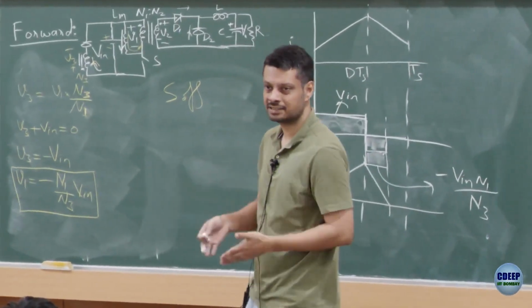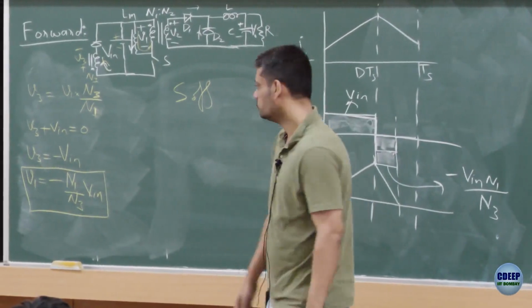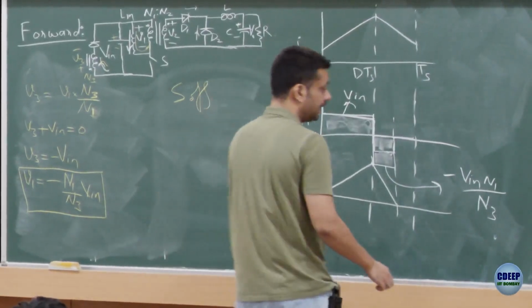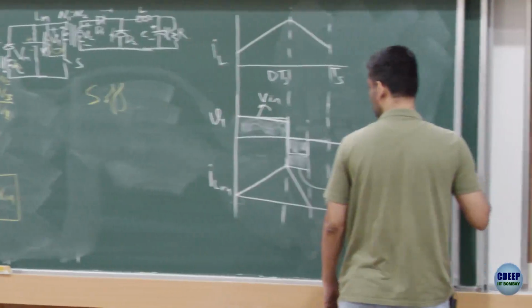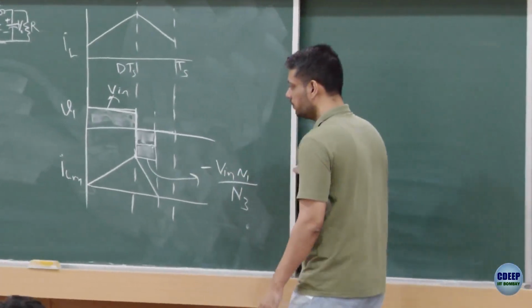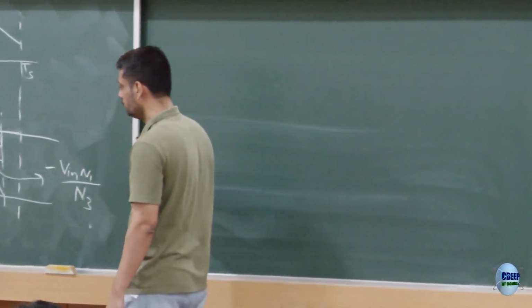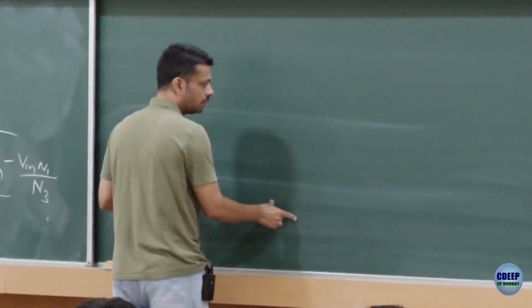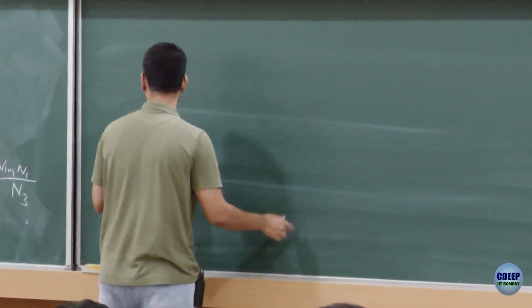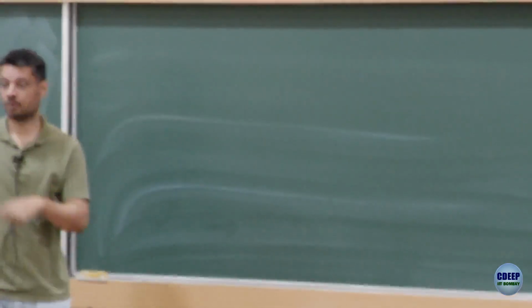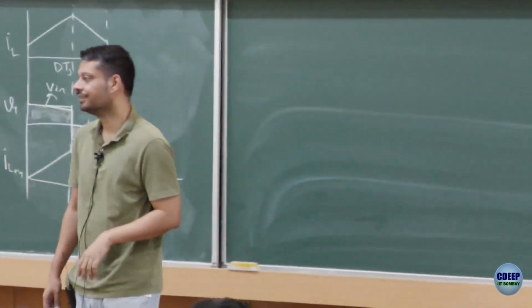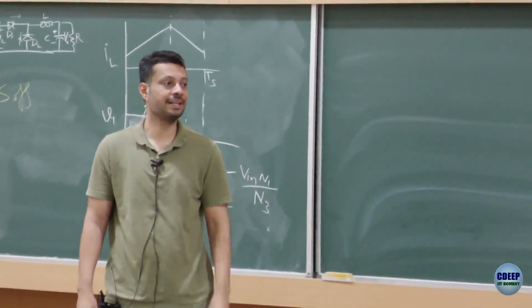So for the next few lectures we are going to talk about DC to AC. Before we do that, let's do a quick revision of Fourier series before we jump into inverters. You all know what a Fourier series is, right? Why is everyone smiling?